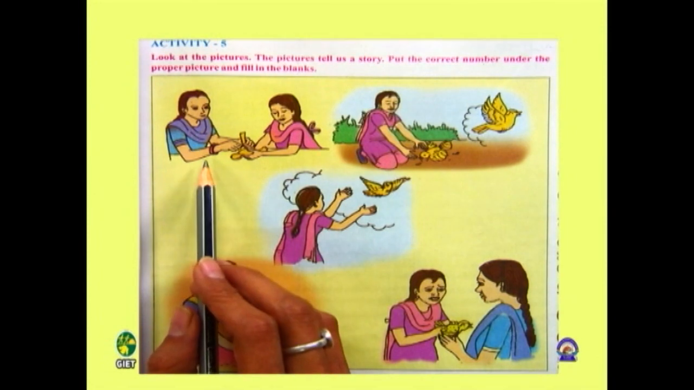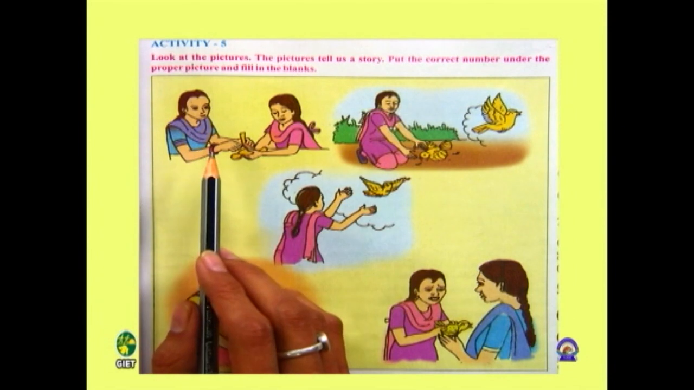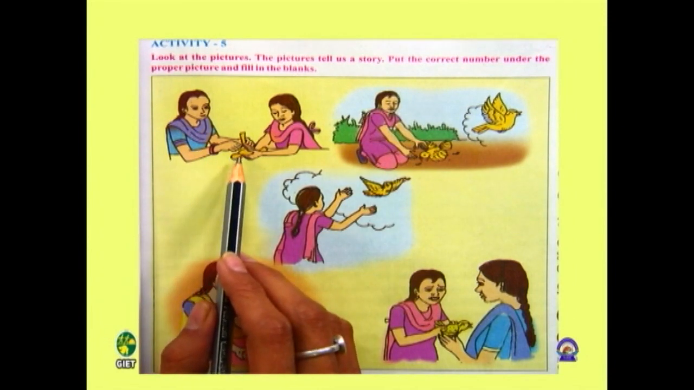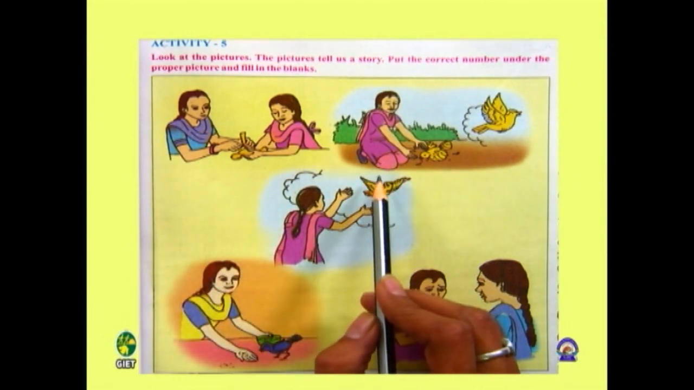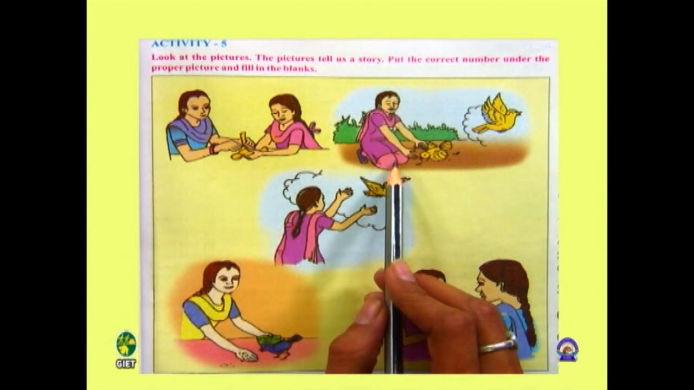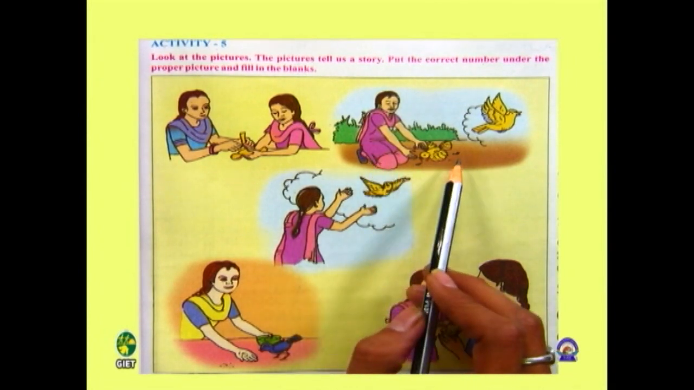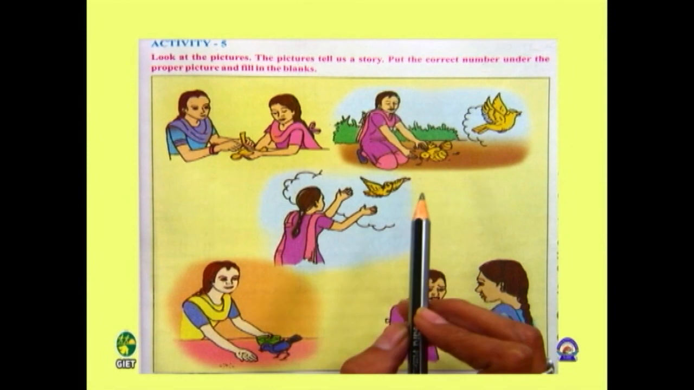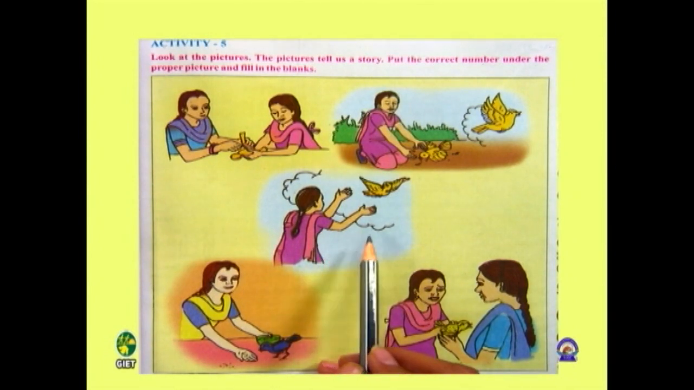This picture indicates that a girl and her mother are giving treatment to a wounded bird. Let's see the second picture. In the second picture, we can see that a girl saw a wounded bird. Let's see the third picture. In the third picture, we can see a girl set the bird free.